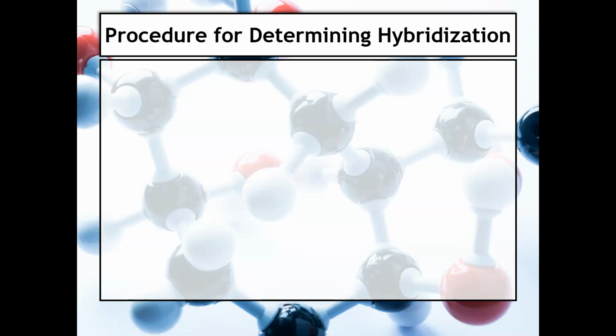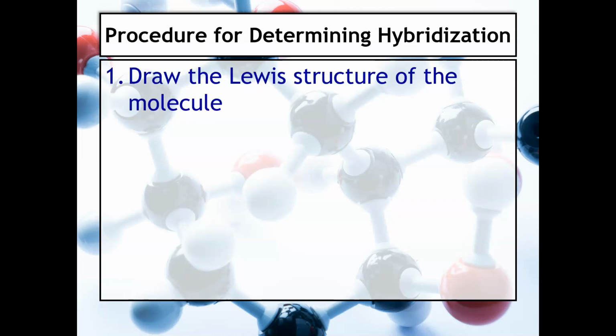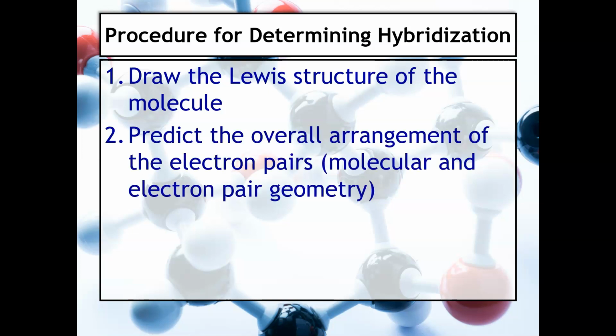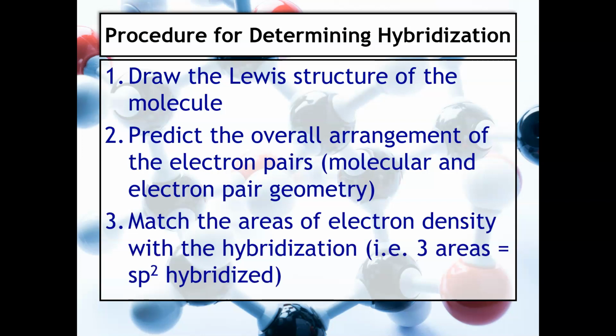So here's the procedure for determining hybridization. First thing you have to do is draw the correct Lewis structure of the molecule. Then you predict the overall arrangement of the electron pairs, the molecular and electron pair geometries, and then match the areas of electron density with the hybridization. So again, if it has 3 areas, it's going to be sp2 hybridized.